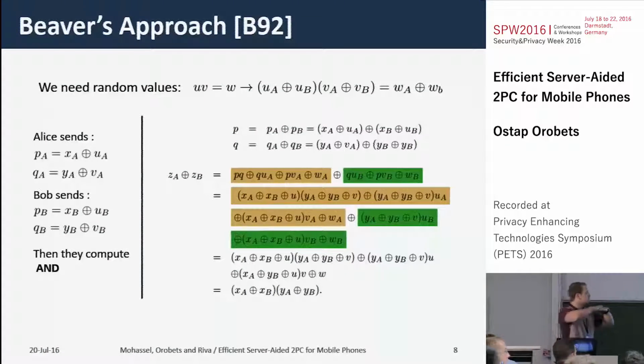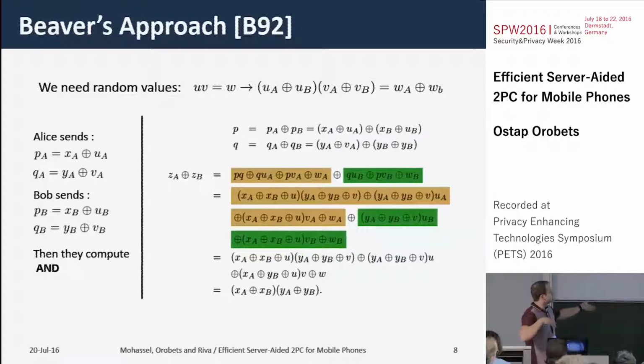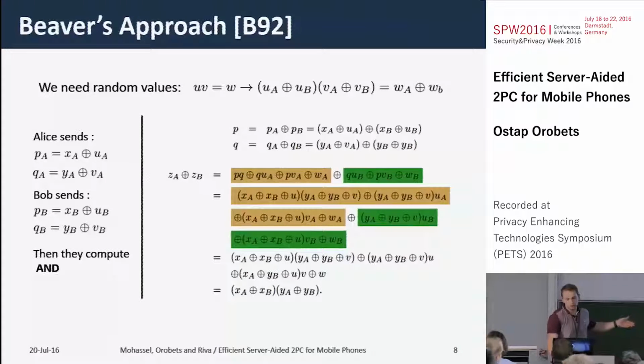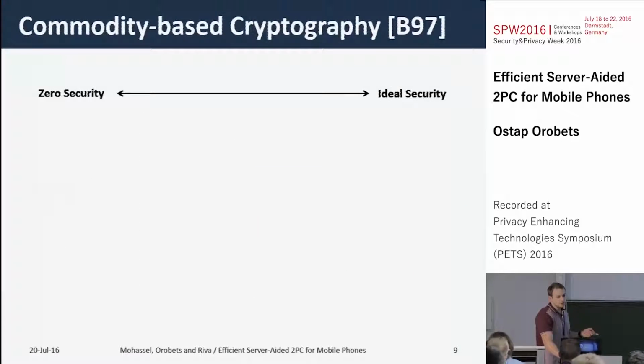So the protocol right now is divided into the so-called offline phase and online phase. Offline is when we get those triplets, and online is when we do the actual computation. So here comes in handy commodity-based cryptography.